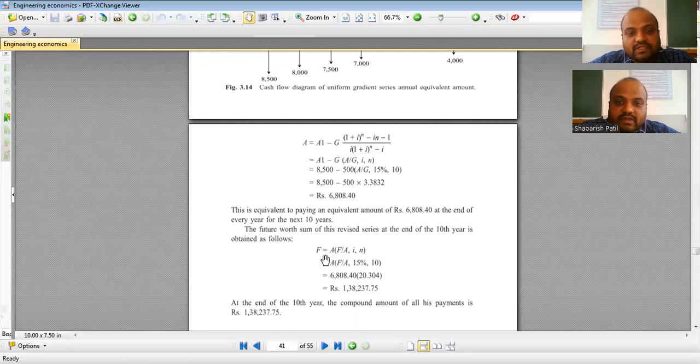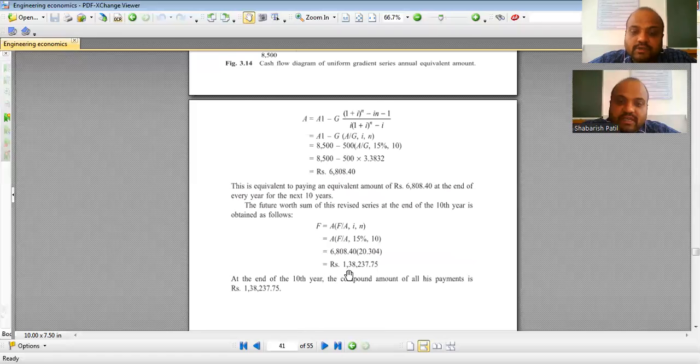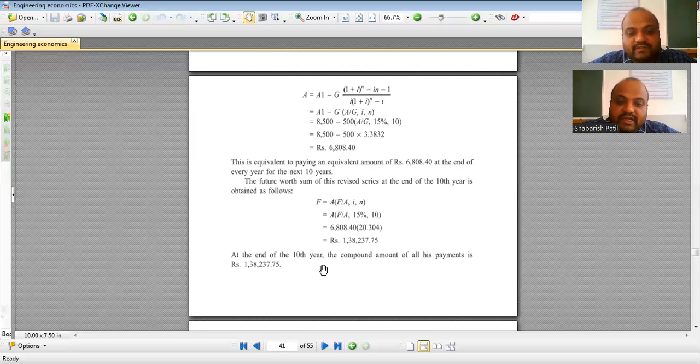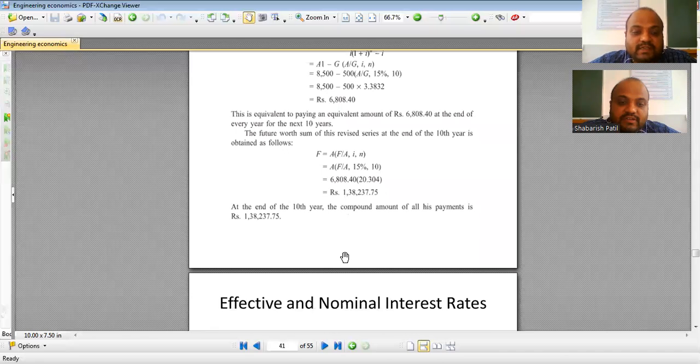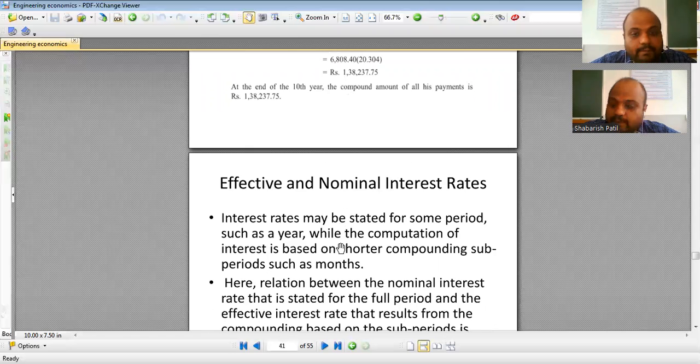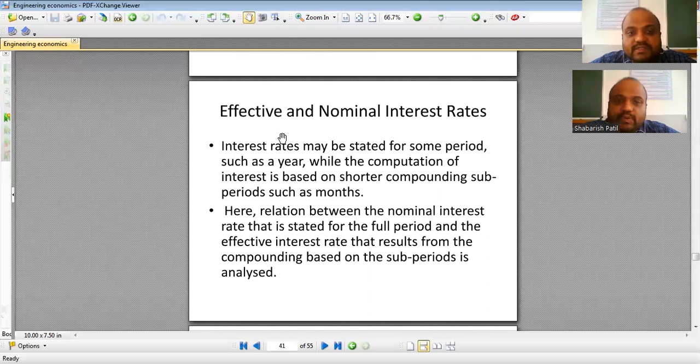We already have the relation between future value and the annuity. So substitute, and all the given data are here. Substitute them in the expression, and you will be getting future value as rupees 1,38,237.75. So at the end of 10th year, the compound amount of all this payment is rupees 1,38,237.75.